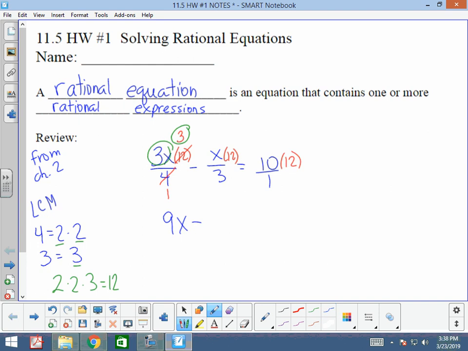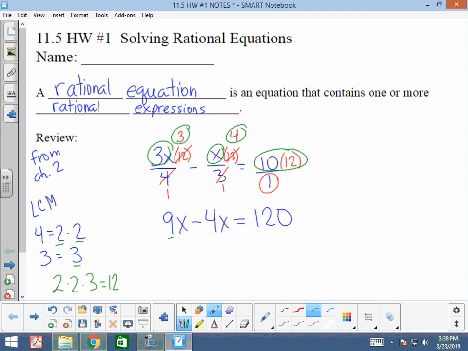Go to the next one. 3 will go into 3 once. 3 goes into 12 4 times. So multiplying this 4 times x, that is 4x. So notice I no longer have a denominator written because it's now a 1. Equals. Now over here, my denominator is already 1. So I'm just going to multiply 10 times 12. So that's 120. And now I have a simple equation that I can now solve.